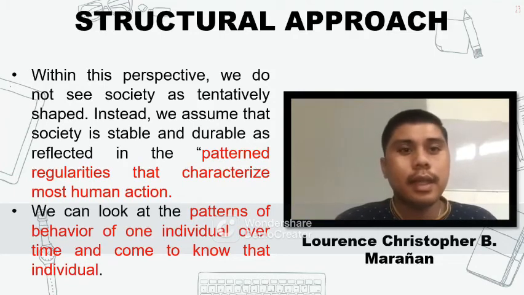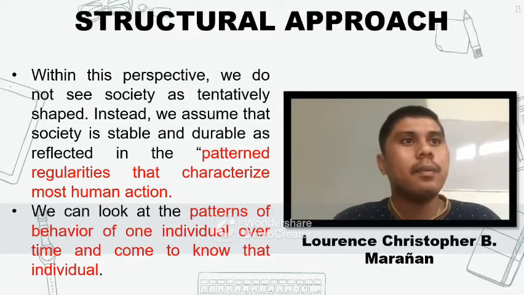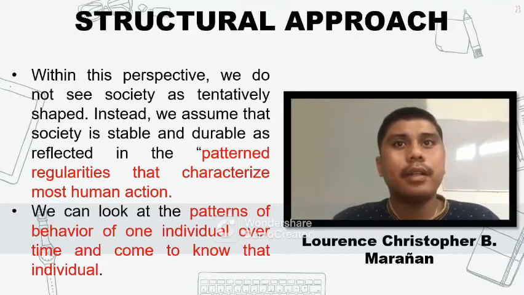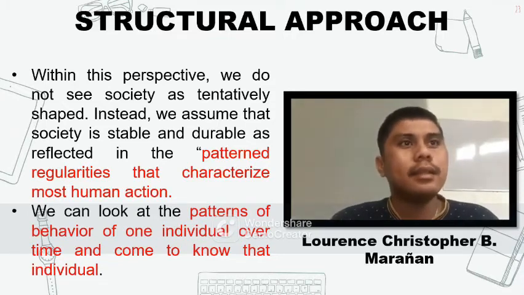To sum it up, the structural approach denotes that one's behavior can be patterned and can be linked into other groups who do things similar to you. And over time, we can see that these similar groups will end up having the same destiny in the future.